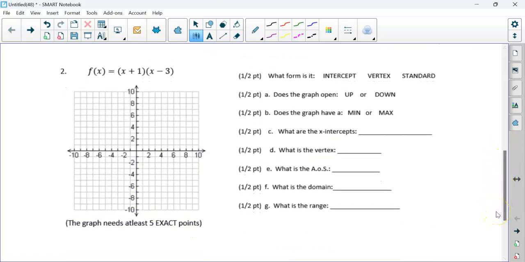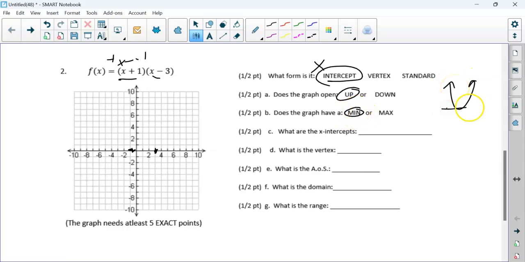Number 2, this one is in intercept form. These are our x-intercepts, our roots, our solutions. And remember, inside lies. So this is really x minus -1. So we have a root here at -1. And we have a root at 3. Okay. Now, it is a positive happy parabola, so it's going up. If it's going up, that means it has a minimum bouncing off the floor. The x-intercepts are -1, 0, and 3, 0.